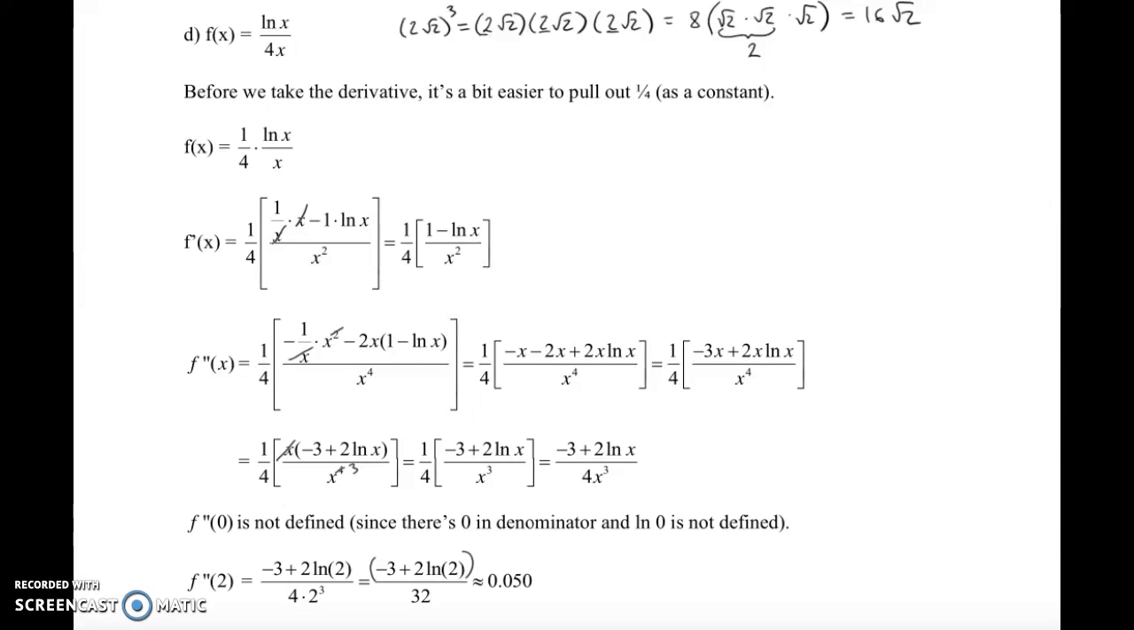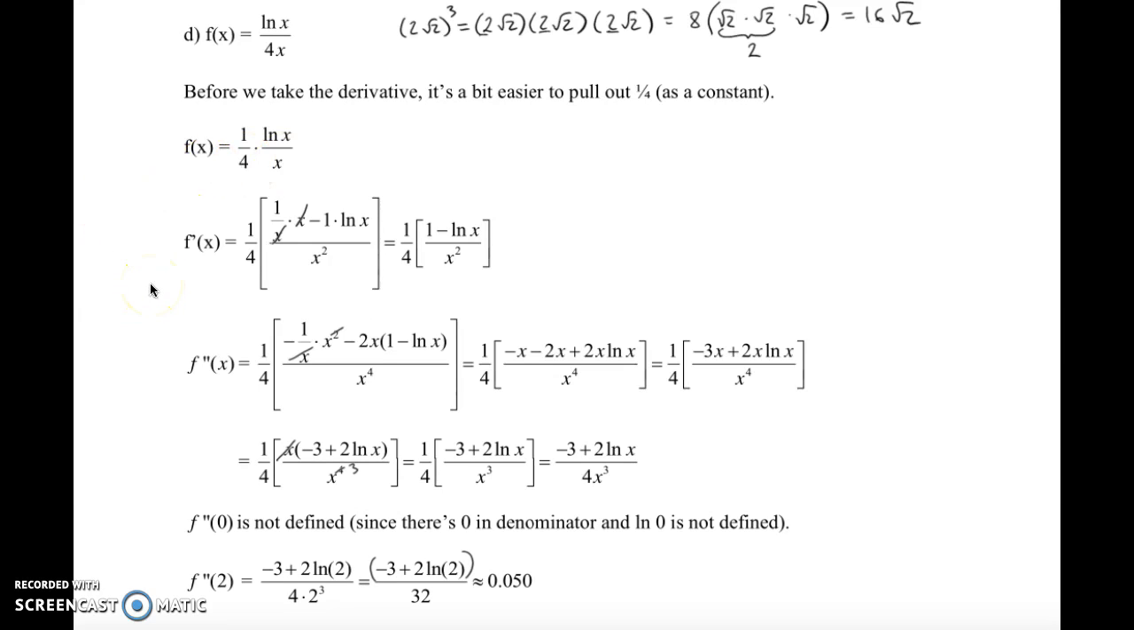All right, let's go ahead and continue working on finding our first and second derivatives here. So here we have f of x is equal to the natural log of x divided by 4x. And in this case, it's much easier to go ahead and pull out a 1 over 4 as a constant. So we just are really taking the derivative of ln of x divided by x. Now we go ahead and take our first derivative here.